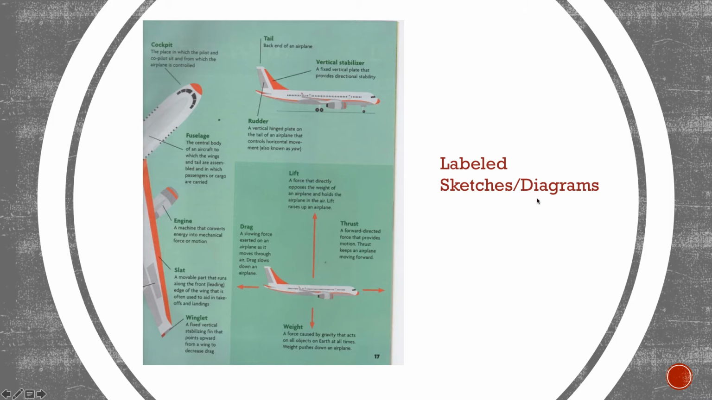Labeled sketches and diagrams. I know I talked about that one that I saw, those of you who are in after school, with a cell phone. That was a really good one. Here's another one. This is a diagram of an airplane and the different parts of the airplane. You might want to think about including this. It could be a photo that you find on the internet, or it could be a sketch that you do. That would be really interesting to include within your piece of writing.